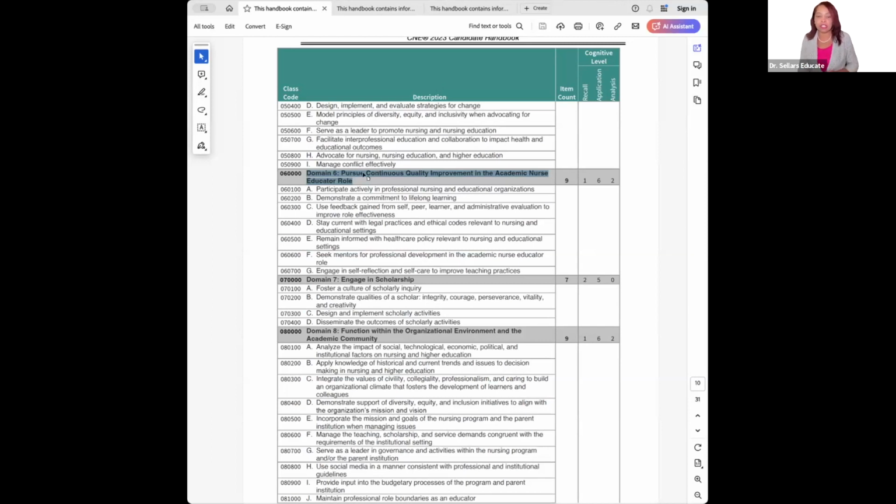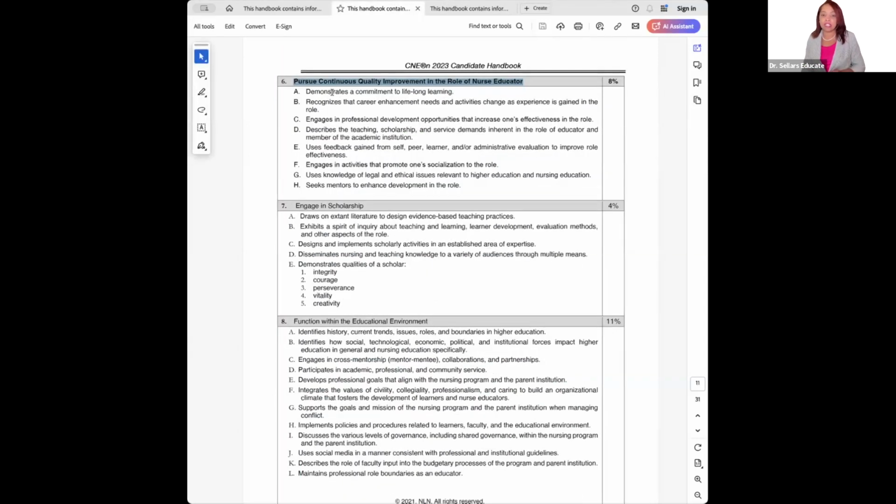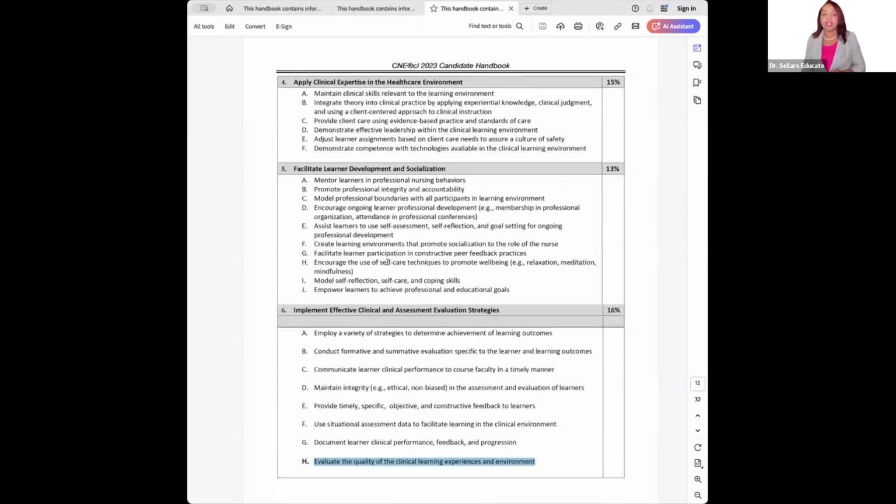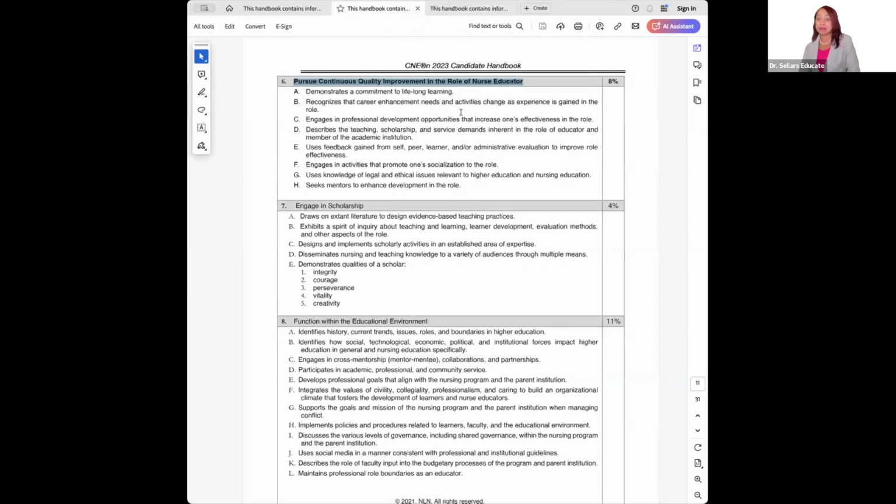All right, so back to the detailed test blueprint in the candidate handbook. You will see that it's competency 6 for the CNE exam. And then as you take a look at the novice exam, it's competency 6 as well. And then for CNE clinical, there are different elements related to continuous improvement throughout all 6 competencies, but we want you to focus on competency 6 as well. So it's ironic that the competency numbers are the same as we explore ways that we can improve the learning experience for our students. We know that's what it's all about.